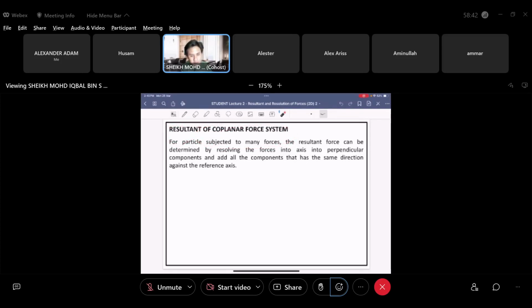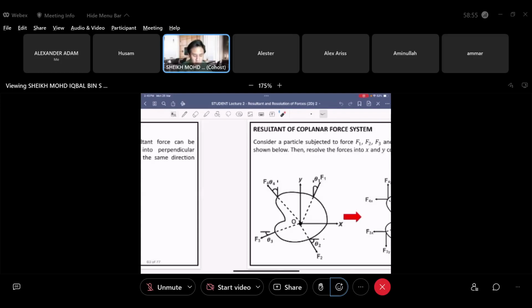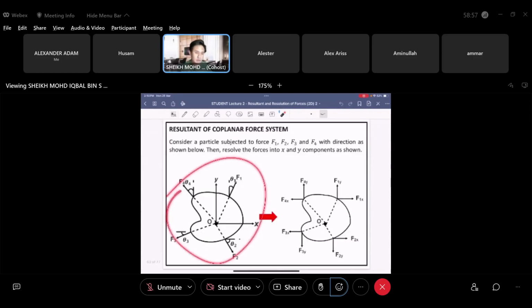So previously, what we are solving is just one force, right? It's just one force. So it's easier, right? We can resolve it easier. We can find the resultant easy. But what happens when you have a lot of forces like this one? You have 1, 2, 3, 4 forces here, right? So it's difficult. It's difficult to do it.